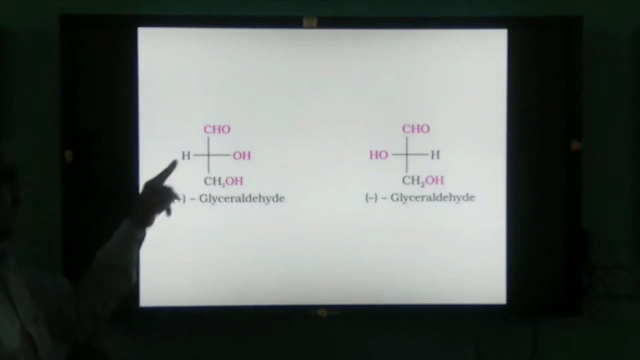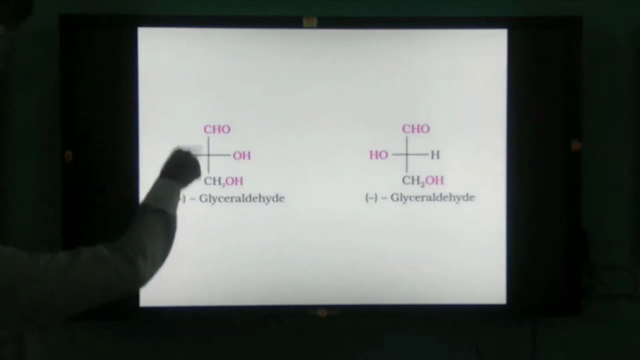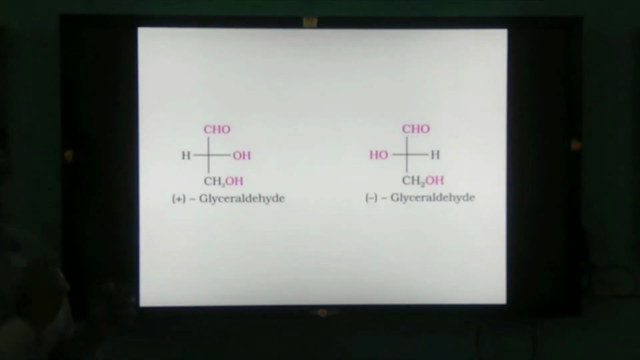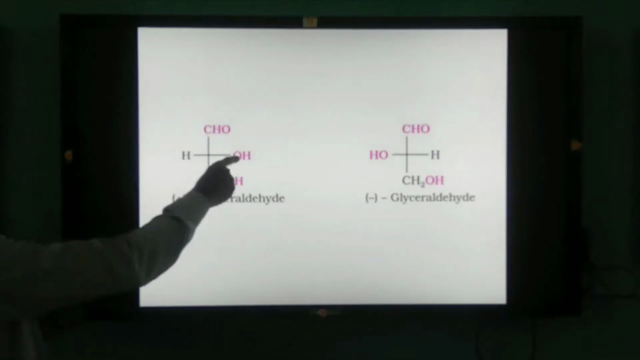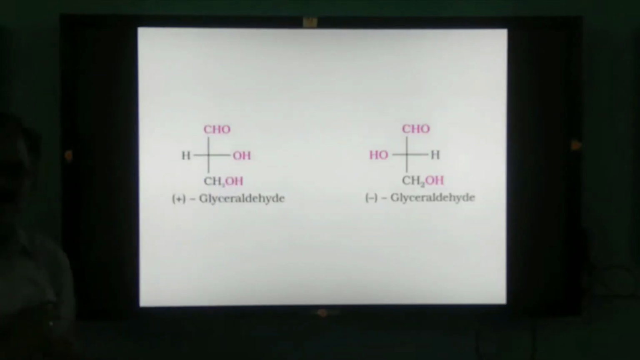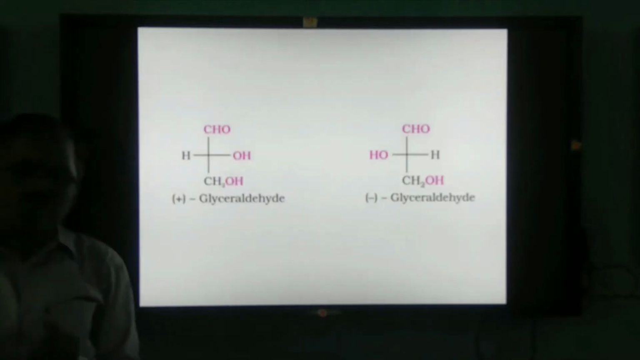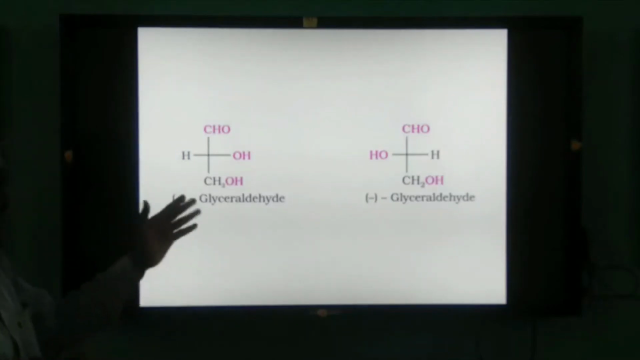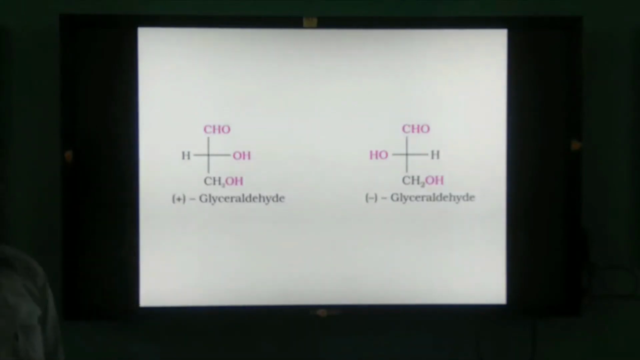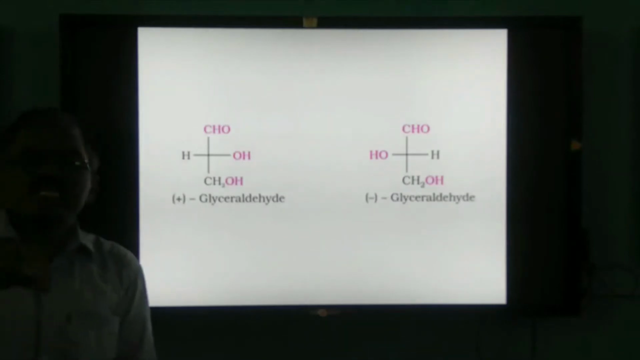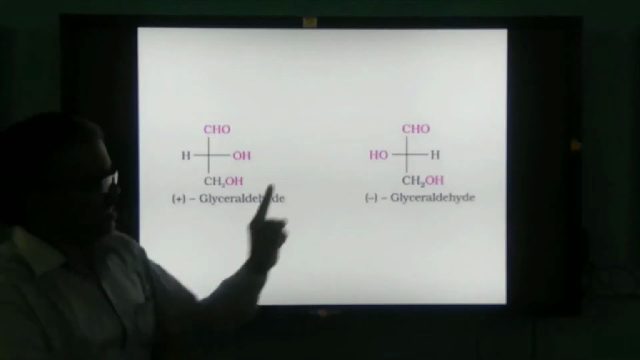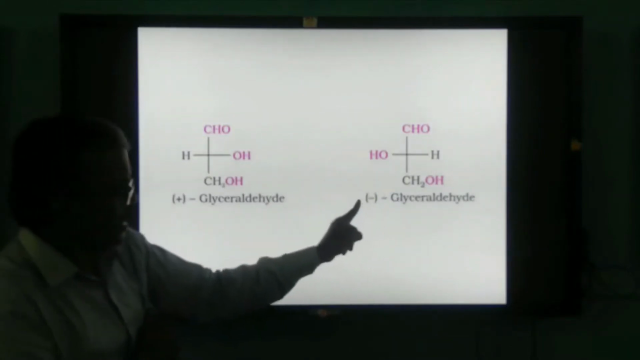So if you see the point where the 2 lines intersect, that is a carbon. So what are the different groups present around this carbon? One side H, another side CHO, another side OH, another side CH2OH. So the carbon to which all 4 different groups are attached, you say it is an asymmetric carbon. Therefore, this glyceraldehyde is plus glyceraldehyde. That means this plus sign indicates it is dextrorotatory. You observe the next structure. It is denoted as minus glyceraldehyde.